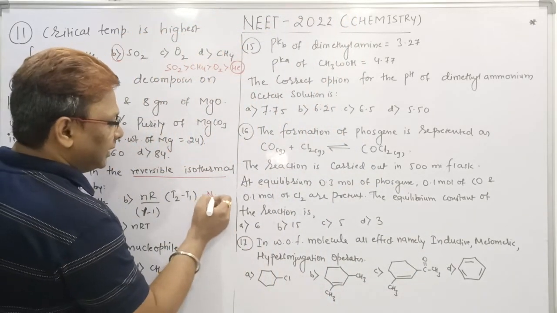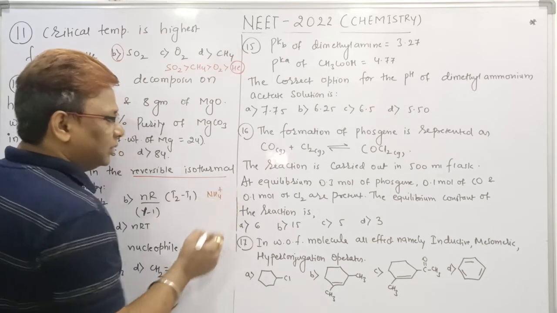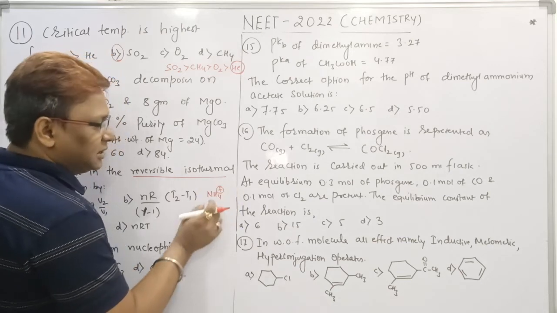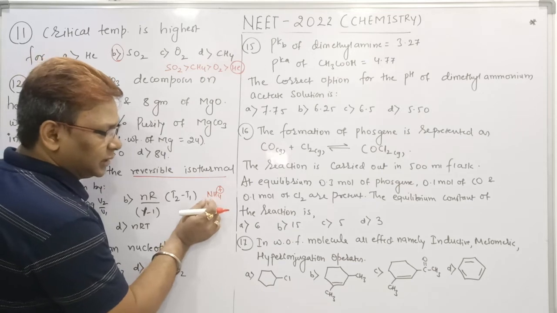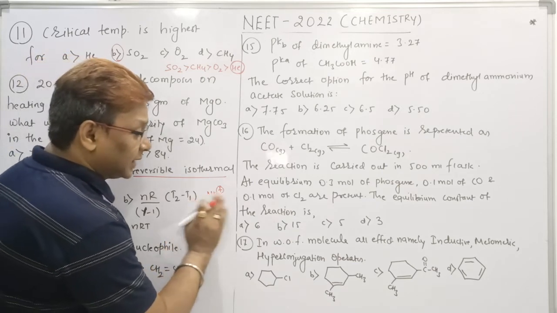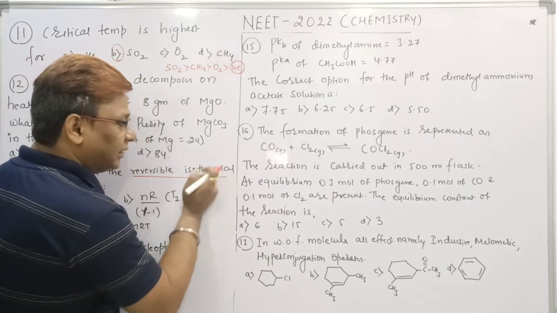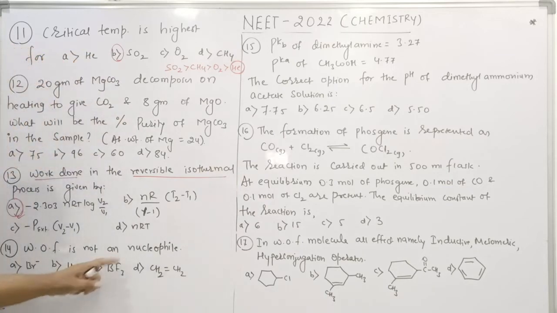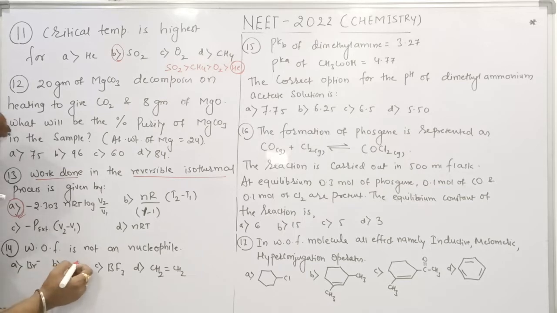What is that? NH4 plus. It looks like a positive charge, but nitrogen does not have any vacant orbital, hence it cannot behave as an electrophile. But our question is about the nucleophile, not the electrophile. Br minus has a negative charge and donates an electron. Water molecule has two lone pairs, so it acts as a nucleophile.